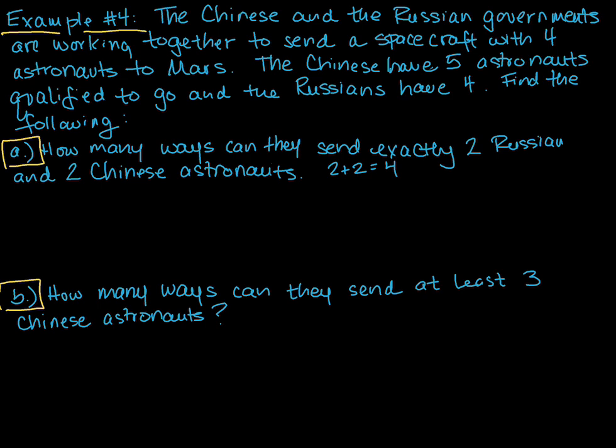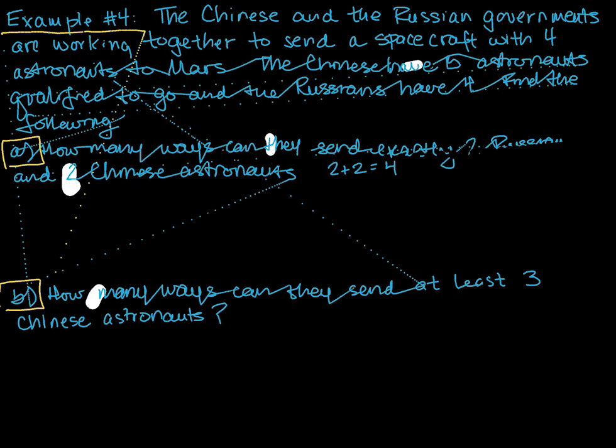All right, but let's start with A first. So how many ways can they send exactly 2 Russian and 2 Chinese astronauts? So let's see, I'll use red for Chinese. It's kind of like the Russians like red too, right? So Chinese, oops, not the pen I wanted.